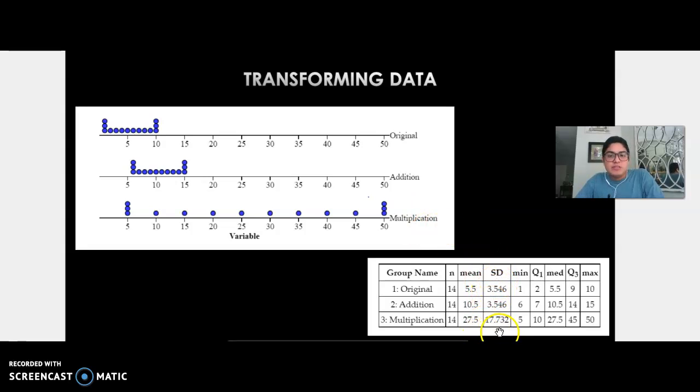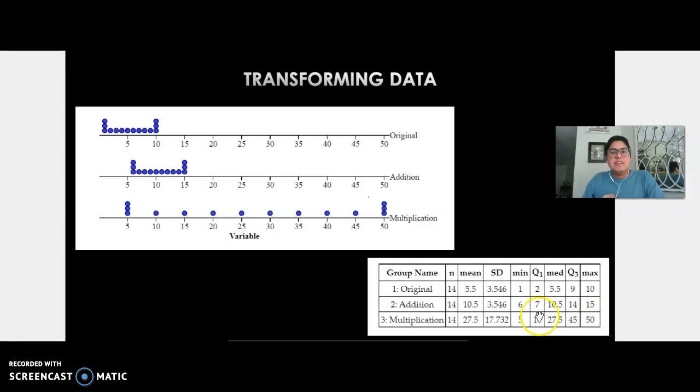3.546 to 17.732. Let me try adding 5 to that. Well, standard deviation isn't 8.546, but instead, if I multiply my standard deviation by 5, you guessed it, you're going to get 17.732. Now notice each of my positions has changed, but now let's look at the spread.